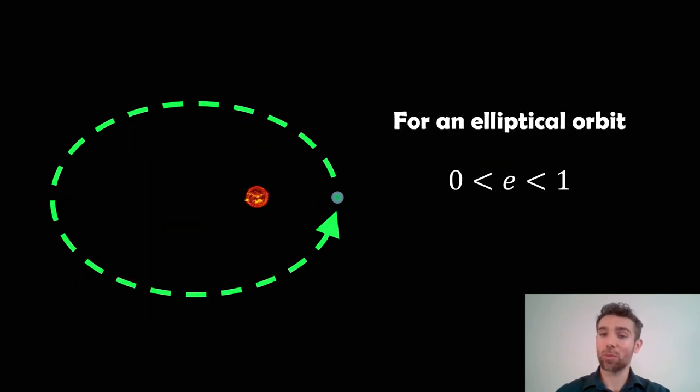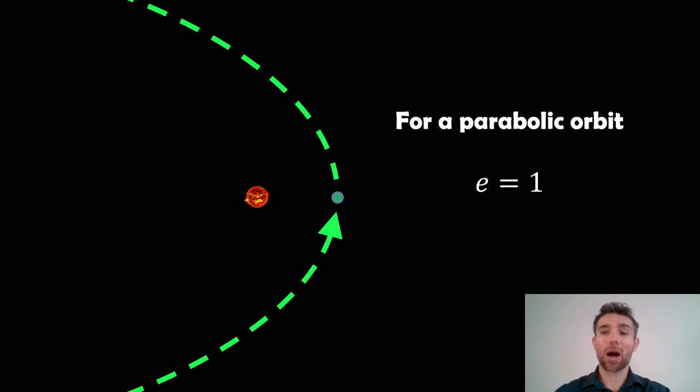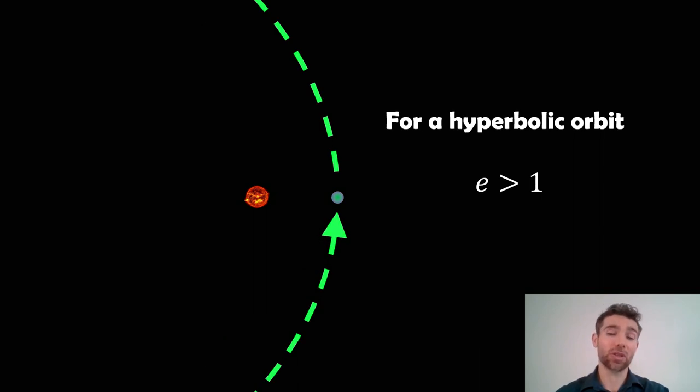Now for an elliptical orbit, E, eccentricity, will be between 0 and 1. That's if it's an elliptical orbit, which means it's on a bound orbit, so it's going around the larger object. So it has to have a number between 0 and 1. If it's 1, then you end up with a parabolic orbit, so that's not on a bound orbit, and it looks more like this. And actually, if you go greater than 1, that would be a hyperbolic orbit, so we're not interested with those in this video. It's more about the elliptical orbits. These are ones that are on bound orbits and will have some eccentricity between 0 and 1.